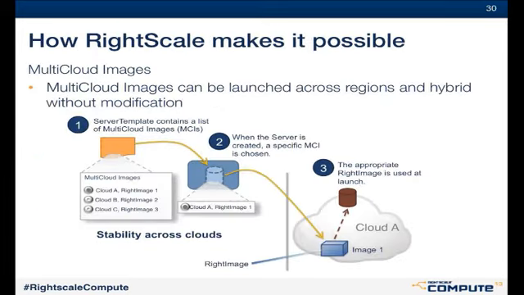How RightScale makes it possible. We touched on this a little bit, right? The multi-cloud image concept. We have the right images that run on every single one of our supported clouds and the regions. So we've got ones that run on AWS US East, US West, we've got Rackspace Dallas, Rackspace Chicago, we've got OpenStack, we've got CloudStack, et cetera, et cetera.